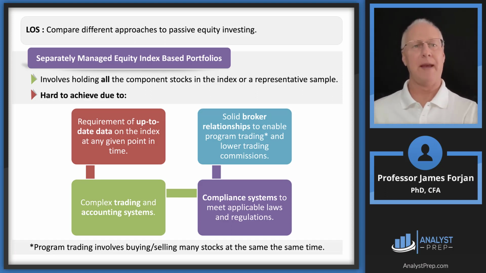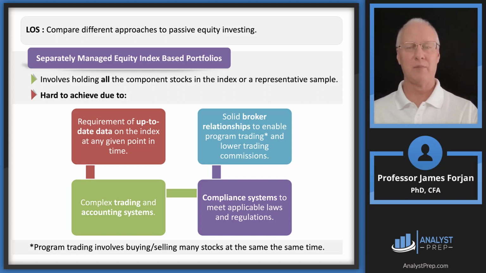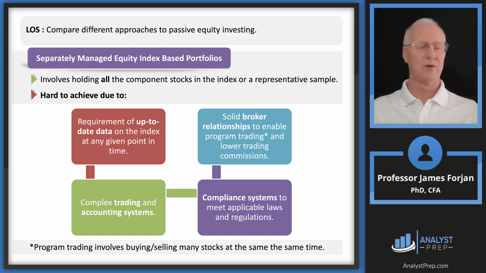All right, how about these separately managed equity index-based portfolios? Holding all the component stocks in an index, or at least a representative sample. Now, this is really hard to do because you need up-to-date data on the index at any given point in time. I mean, we know what those 500 stocks are in the S&P 500 index. But as you read the Wall Street Journal, on a weekly or certainly a monthly basis, you'll see an article that says, oh, by the way, these two firms are in, these three firms are out. And so on any given day, there might not be exactly 500 in the index, although I think most days there are.